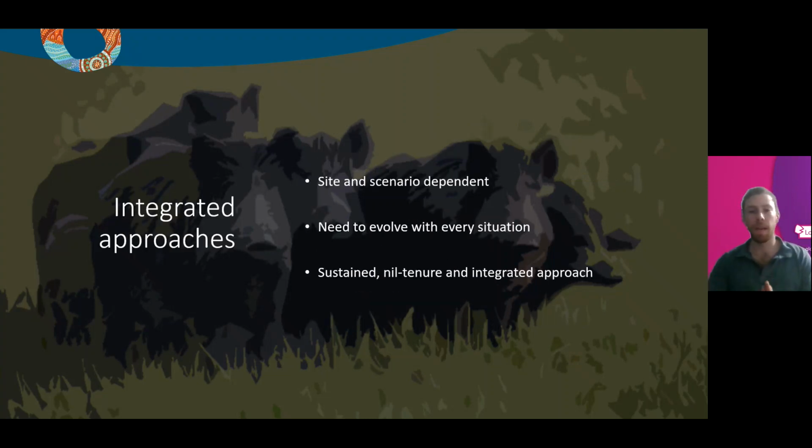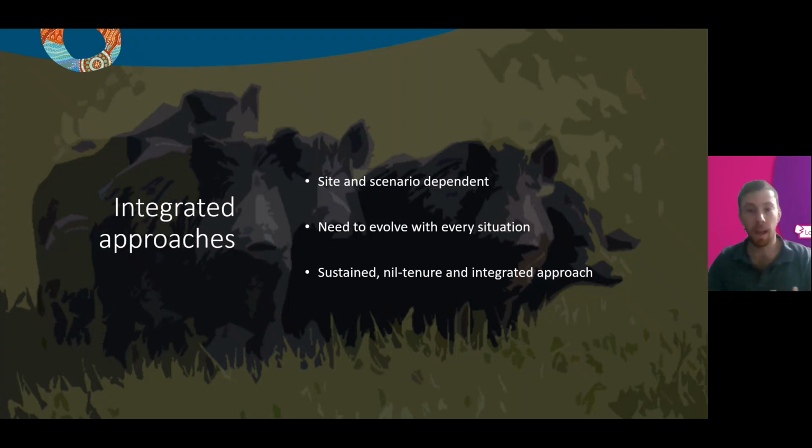Now, an important thing to keep in mind is that this work doesn't include every single landscape across Australia. So for some of the control tools, for some of the landscapes in your area, this could be totally different. But how we go about controlling pigs is really site-specific and scenario-specific as well. And we need to evolve with every single situation. But because nothing works perfectly, we need to counteract that.